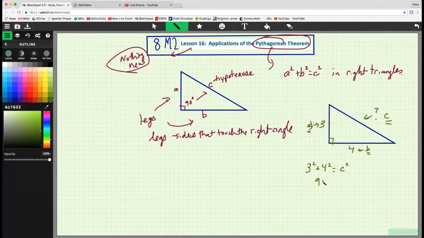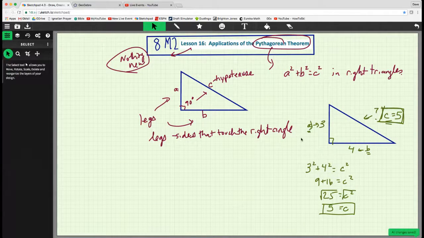So then you get 9 plus 16 equals c squared, 25 equals c squared. And we know that the number squared to give you 25, which is c, must be equal to 5. It's also called taking the square root of 25. It's asking the question, what times what is 25? That's what this square root symbol means. And that's 5. So c equals 5, and then we can box our answer.